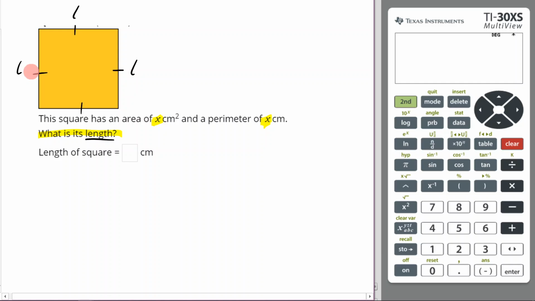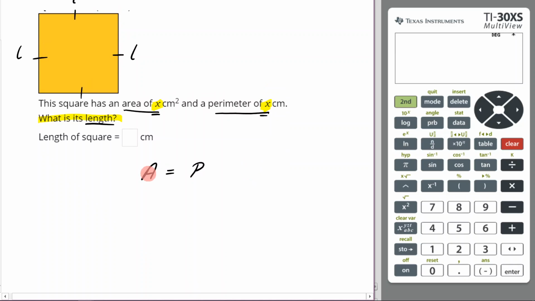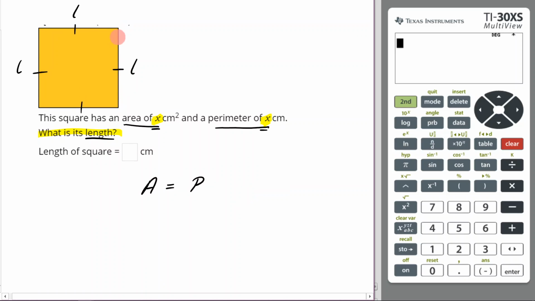Now, the other thing that we know is that the area is equal to x and the perimeter is equal to x. So what we could say is that my area is equal to my perimeter because they're both equal to x. That makes sense. Now, how can I write down what my area is? Well, my area is just going to be this length times this length, L times L, which is L squared. And my perimeter is going to be L plus L plus L plus L, or, in other words, it's 4 times L, 4L.